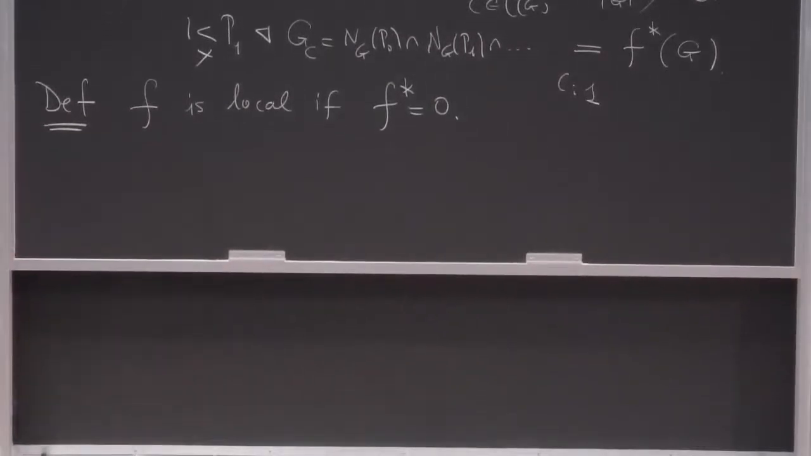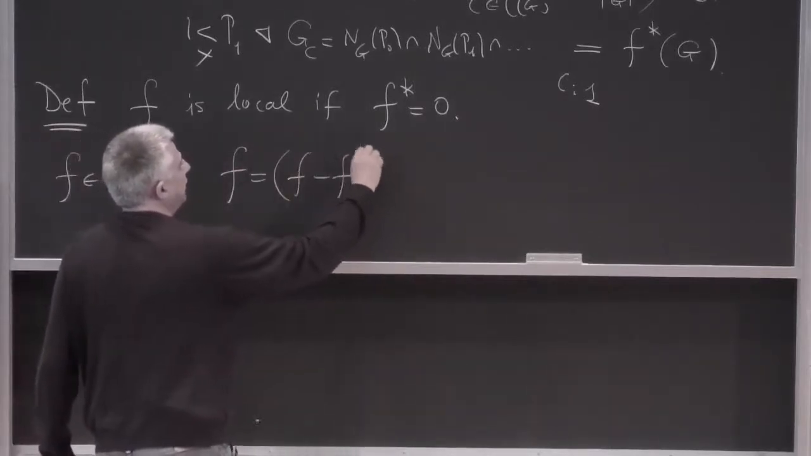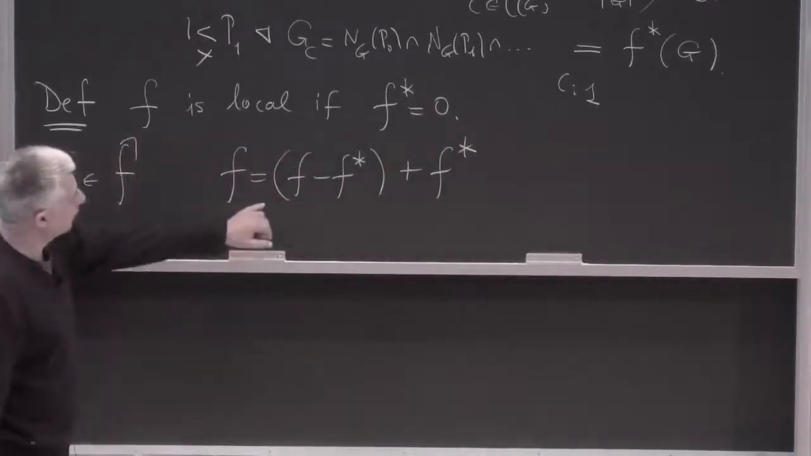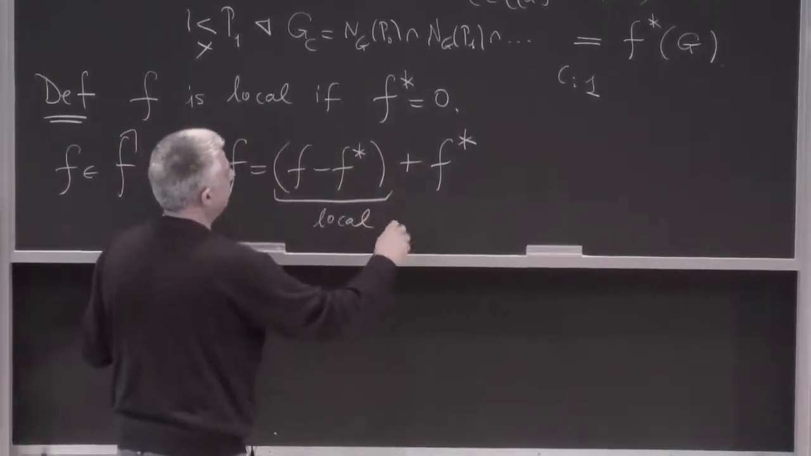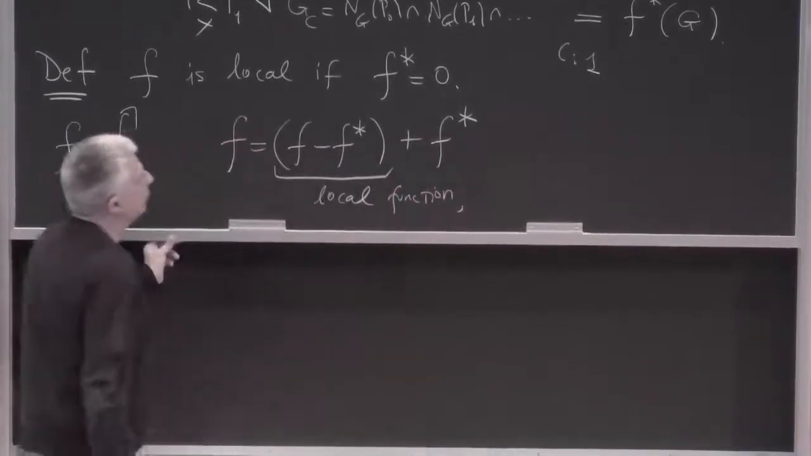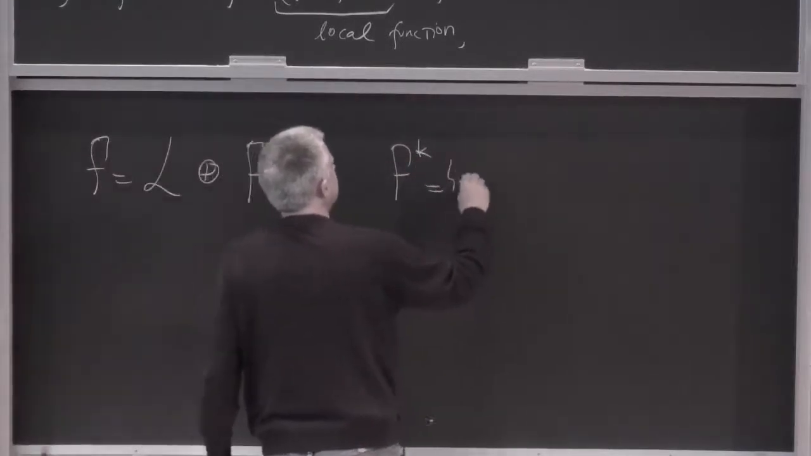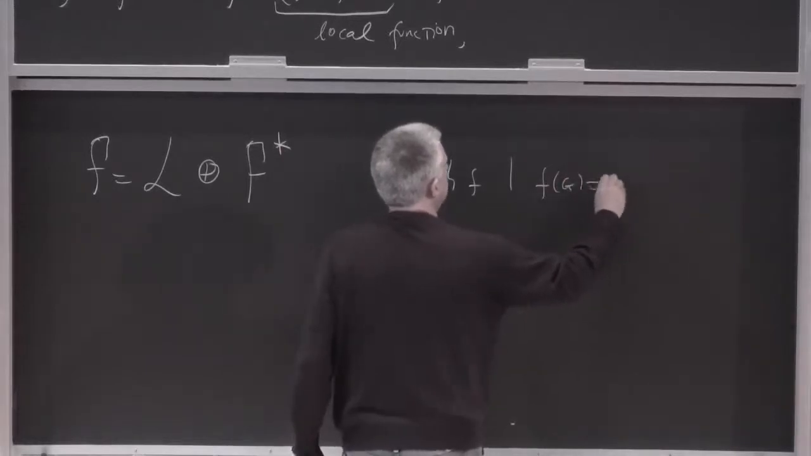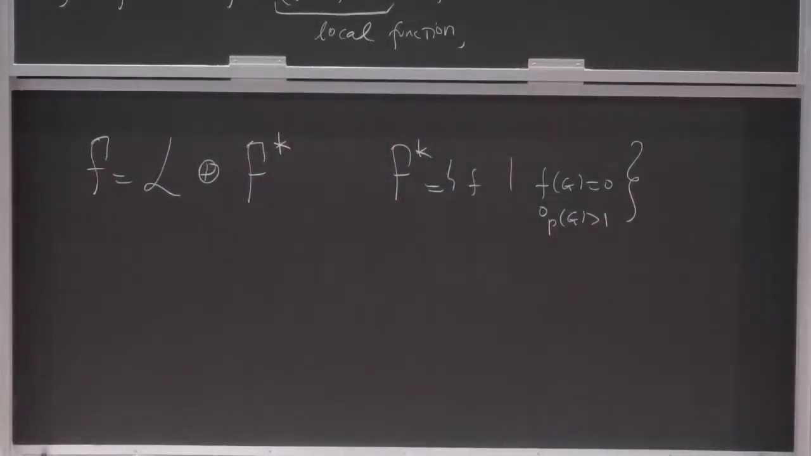So now, using these elementary arguments, notice that if you have any function, you can write the usual trick as f minus f star plus f star. And notice that because the double star is the same thing, this is a local function. So you can write functions as a direct sum of a local function plus f star. And f star is very easy to see: it's the functions such that f of g is 0 whenever O_P of g is bigger than 1. All this is really elementary, as we have proved everything.